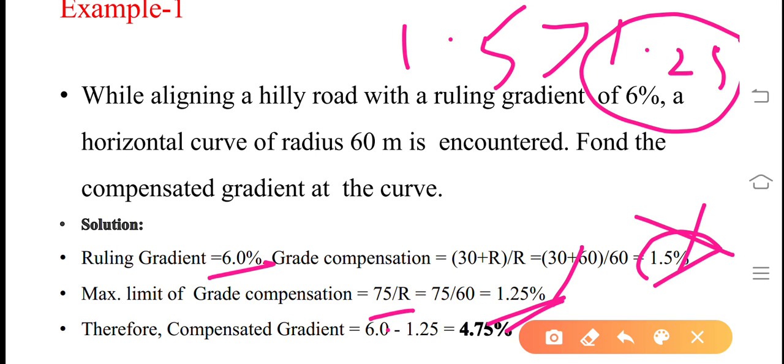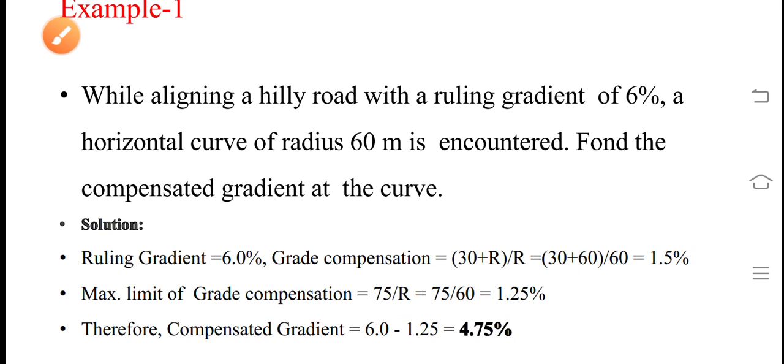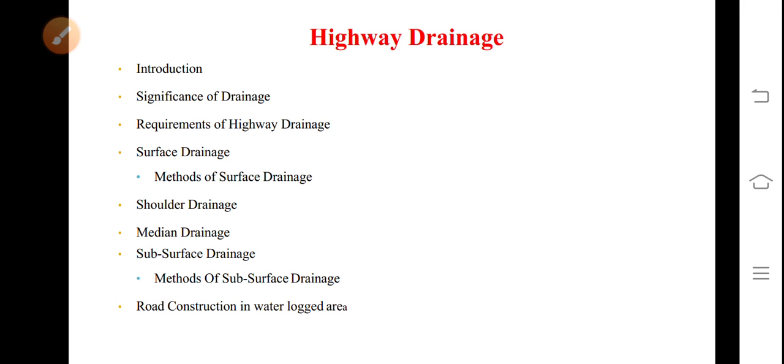That is worked out to be equal to 4.75%. Is it clear? I hope it is clear. Just you have to carefully observe and watch and listen. Then there will not be any problem of solving such problems. So thereby vertical alignment, horizontal alignment is totally completed.